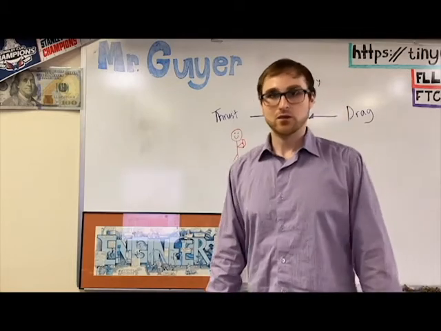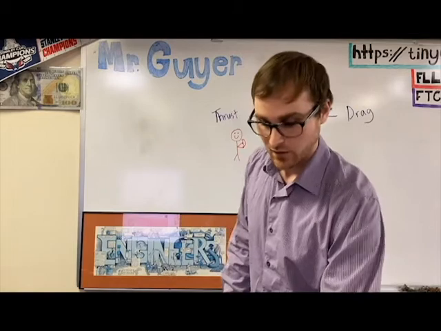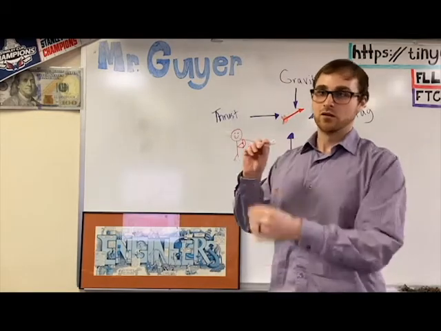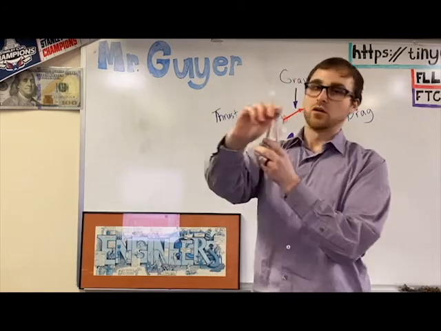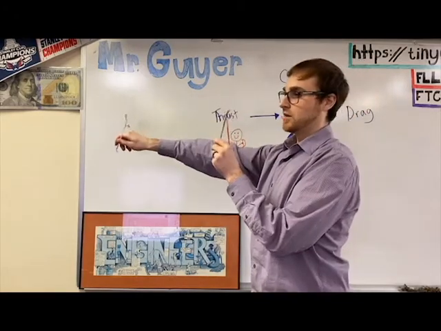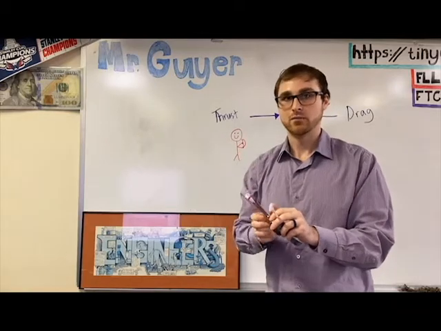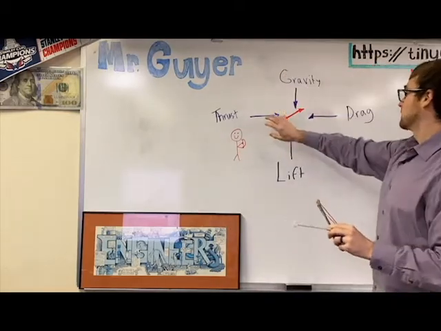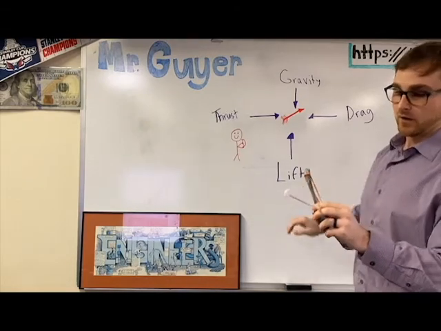So when you are firing your arrow, you're going to have a couple different issues. You're going to have some issues where your arrow leaves your bow, and then it might go off to the left, it may go off to the right, it may go straight up, it may go straight down. There's a couple different things that can be happening. And that's all because of this thrust, gravity, drag, and lift that are acting upon it.